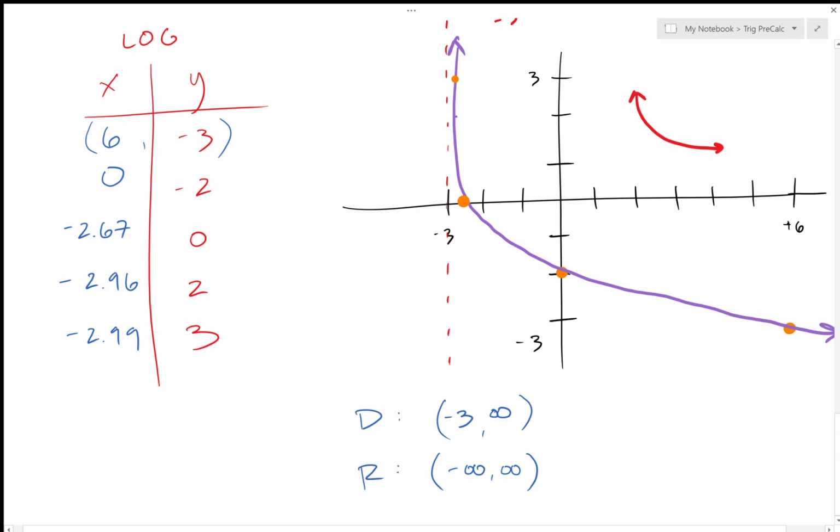All right, so the big thing to see today is that base number. Bases bigger than 1 are going to go upwards. Bases smaller than 1 are going to go downwards.